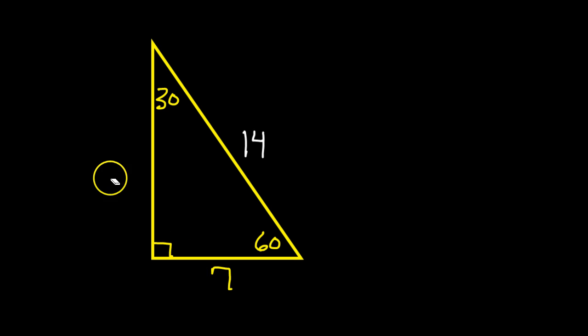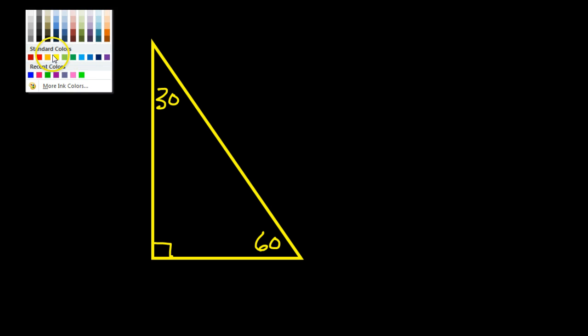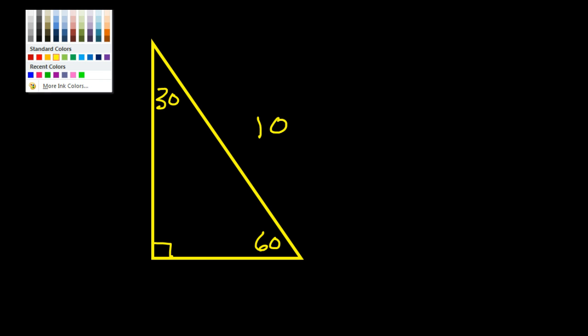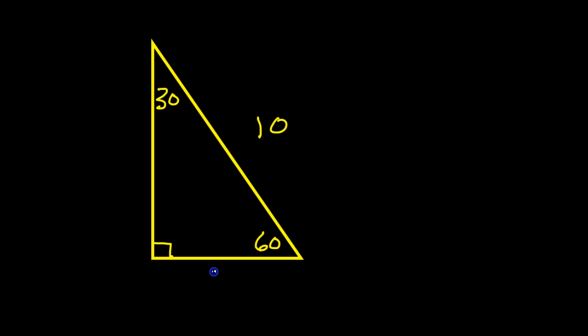How could they make this different? Well, what if they gave us that the hypotenuse was 10, for example? What if they don't give us the short leg? Well, I should be able to get the short leg immediately because the hypotenuse is double the short leg. So that means the short leg would be 5. And then from that, I can get the long leg by going 5 radical 3.